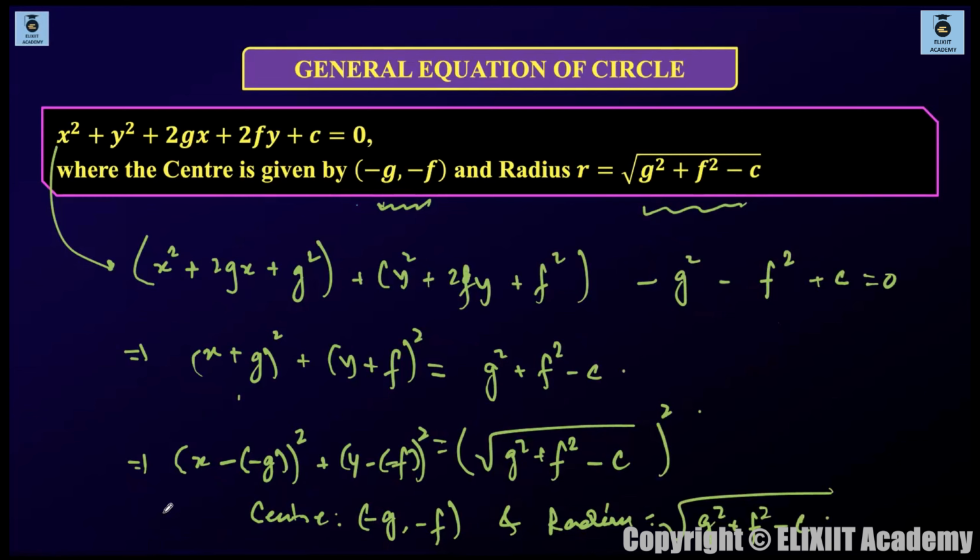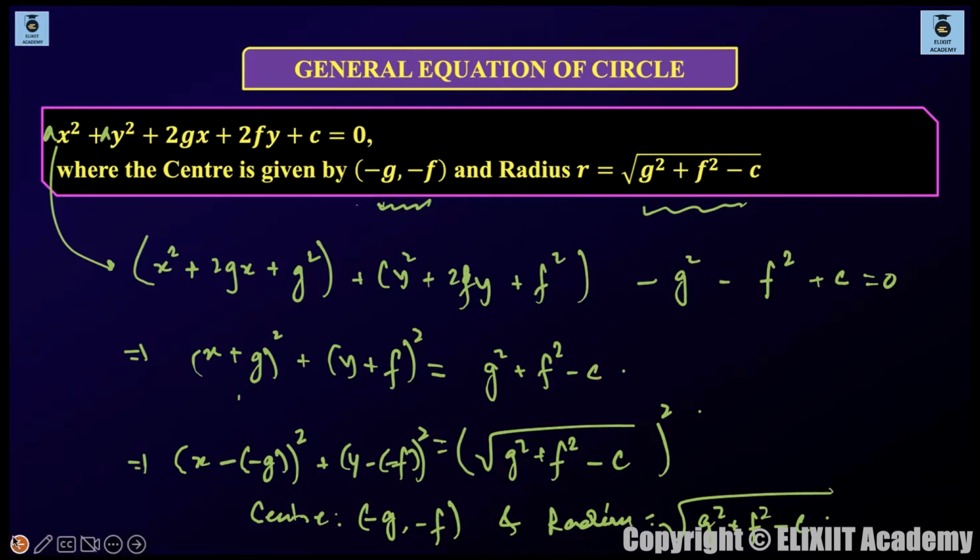Now the main thing is, for the general equation of the circle, to give the center as minus g and minus f, if the coefficient of x square is something different, please make this as 1 and then solve. Means you divide by a and then solve.